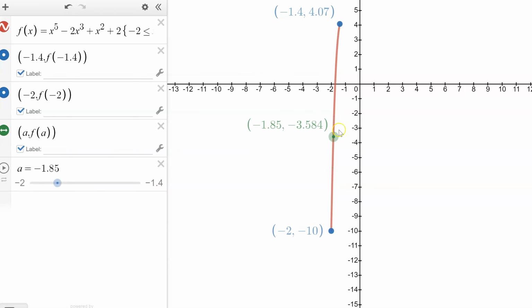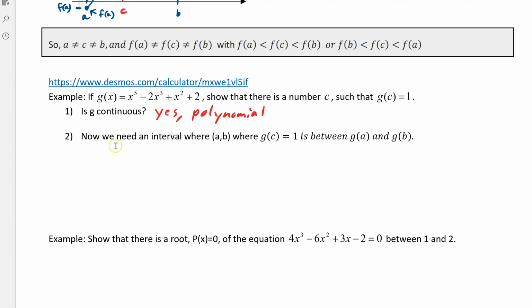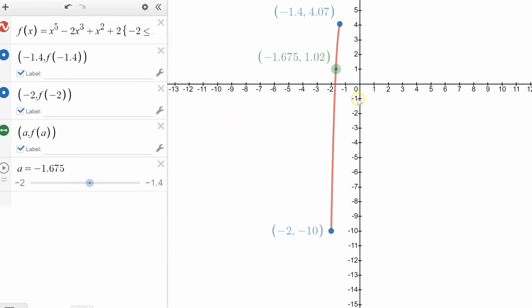So if you lock a y value and another y value and it's continuous, guess what? All the y values between them exist. If you have a y value of -20 and a y value of 100 and it's continuous, there are y values between -20 and 100 within there. So what we need to do now is find an interval [a, b] where g of c is equal to 1, and that's what I've done with this picture. You can see that right now there is a 1 there. Right here is 1.